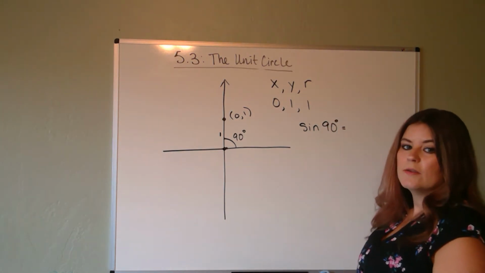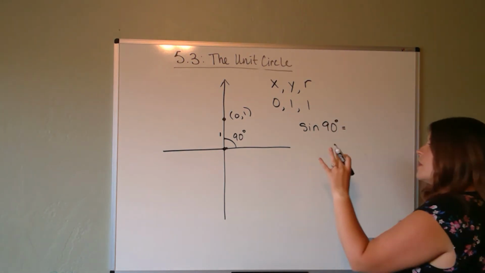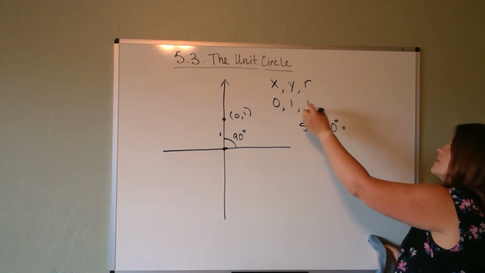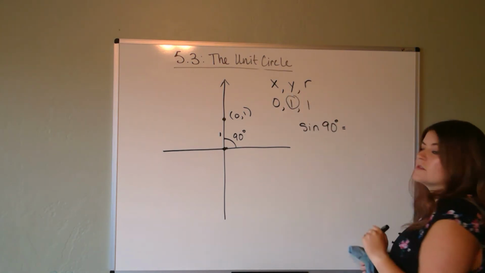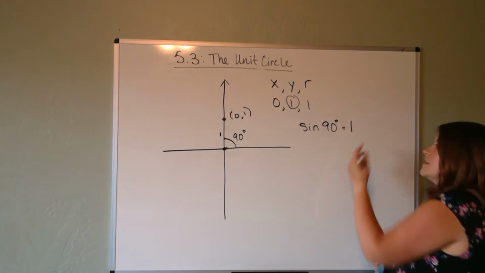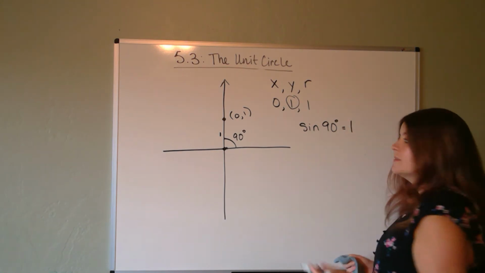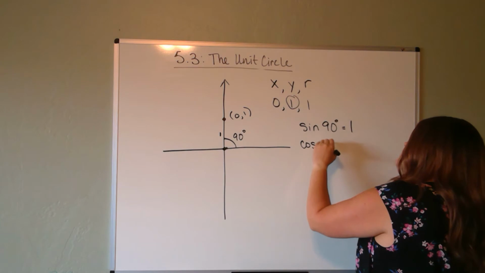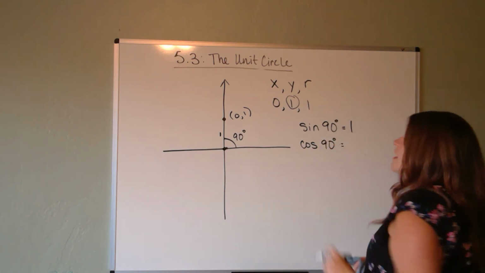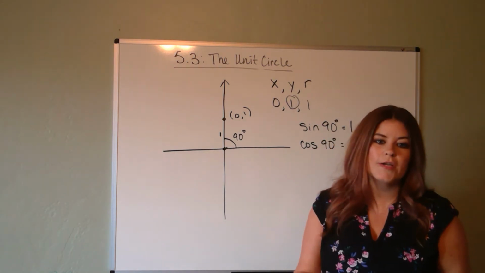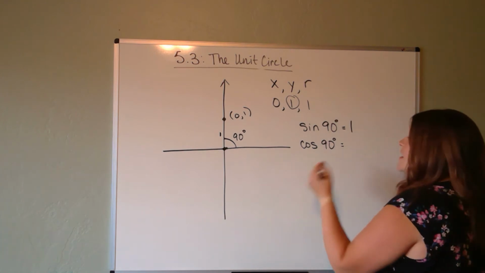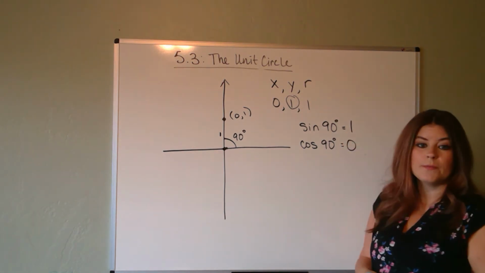Sine of 90. Sine is y/r. Remember, r is 1 though, so really sine is just y. So the sine of 90 is just 1. That's a nice one. Let's talk about the cosine of 90. x/r, but again, r is 1, so it's just x. Cosine of 90 is 0.